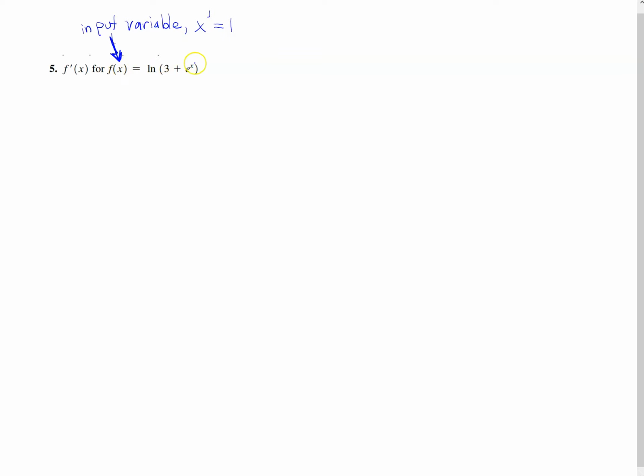And I can see that that input is technically going to this exponent here, but that exponent, that e to the x, is part of an argument, the argument to this log. So we are going to use our natural log rule. And this is what the basic natural log rule says. It says if you're taking the natural log of an argument, and that argument is a function, then the derivative is going to be 1 over that argument times the derivative of the argument.